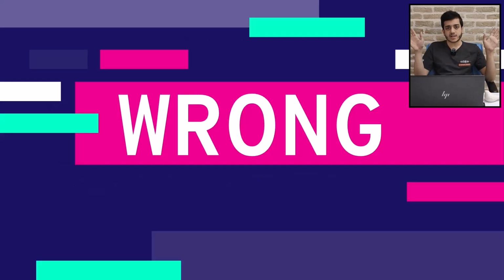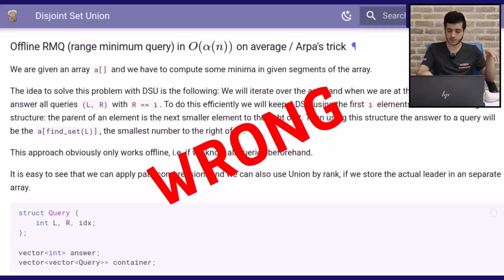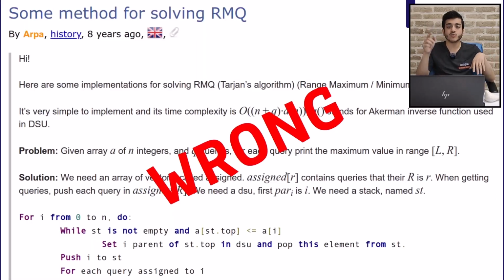But all these things, all the implementations on CP algorithms, on my blog, everywhere, they were wrong. So this is wrong. This is also wrong. Why are they wrong?